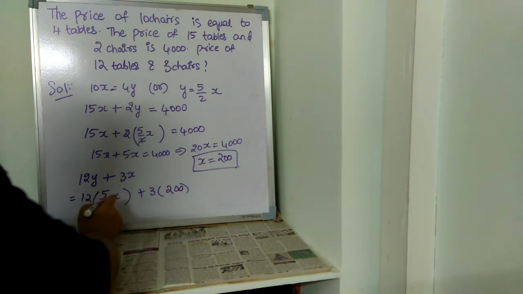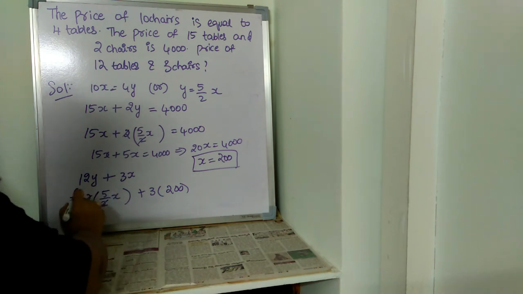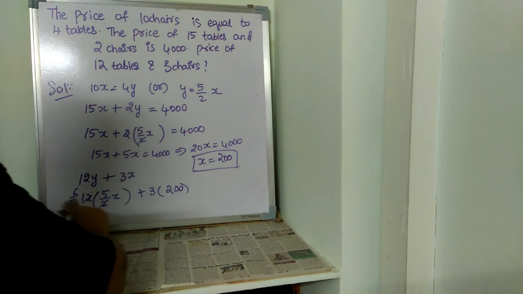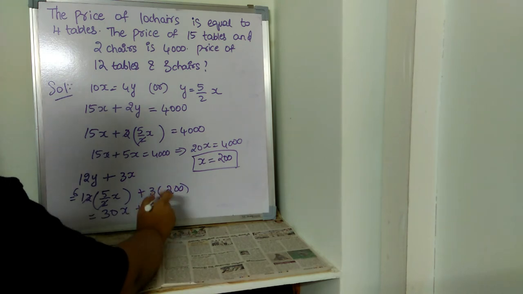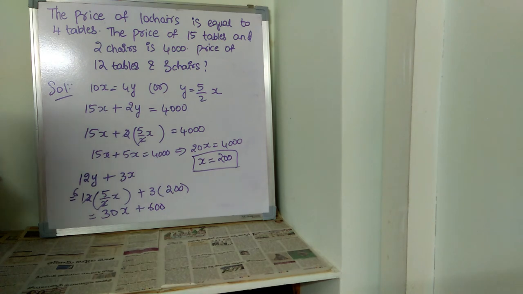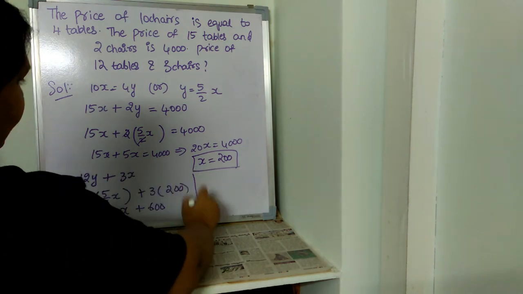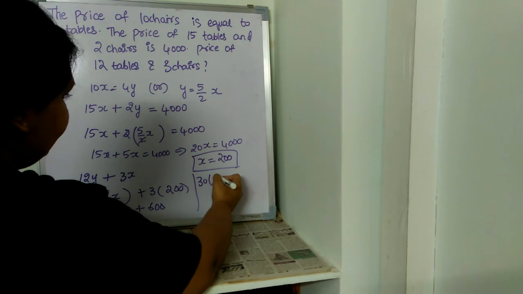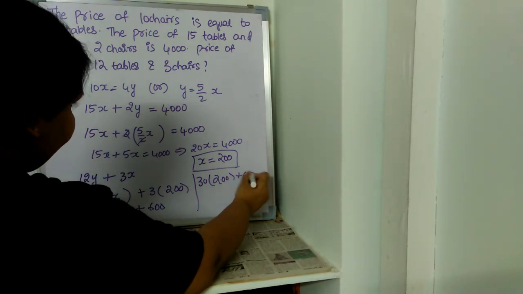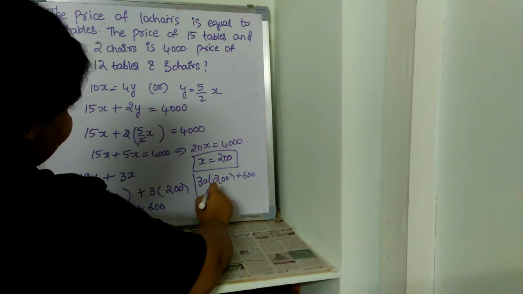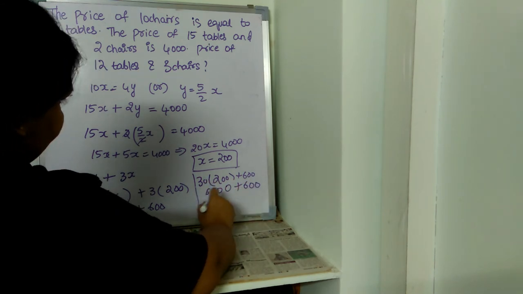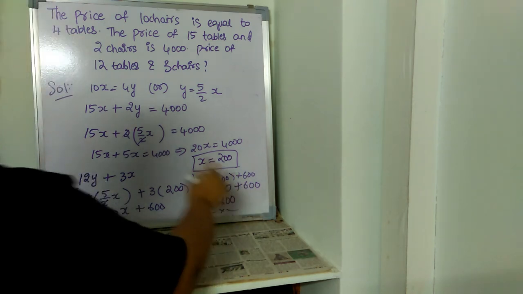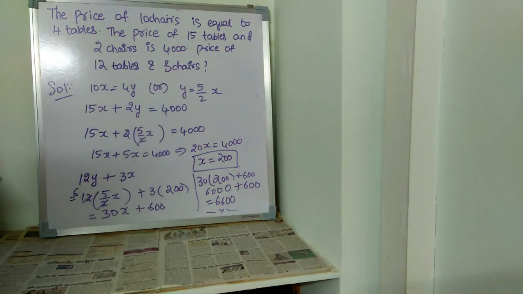Now we need to solve this. 2 1s are 2, 6 5s are 30. So 30x plus 3 into 200 is 600. So 30x plus 600, and we already know the value of x. So 30 into 200 is 6000, plus 600. So it is 6600. The price of 12 tables and 3 chairs is 6600. Like this, we need to keep solving the problem.